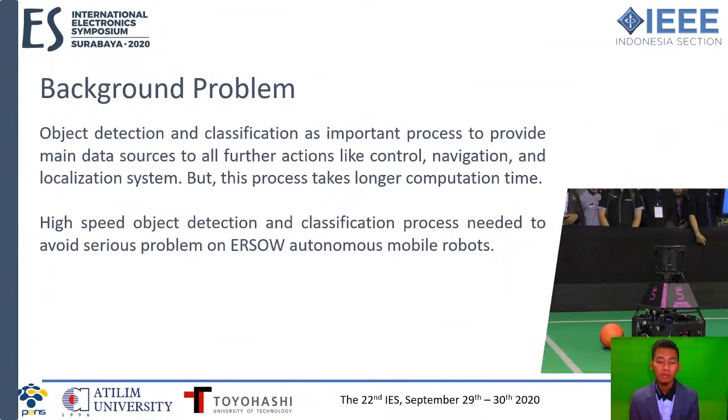So this is the background problem of our research. Object detection and classification is an important process to provide the main data source to all further actions like control, navigation, and localization systems. But this process takes longer computation time. High-speed object detection and classification processes are needed to avoid serious problems on the ERSOW autonomous mobile robot.